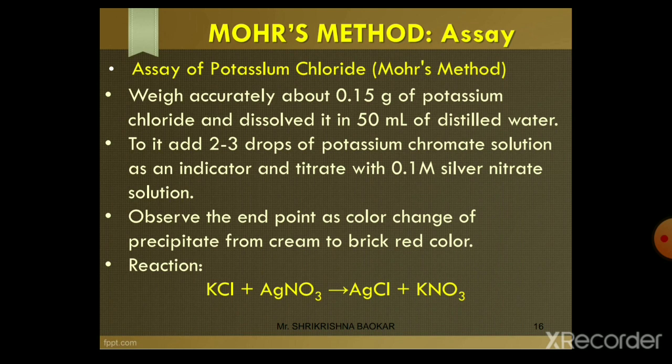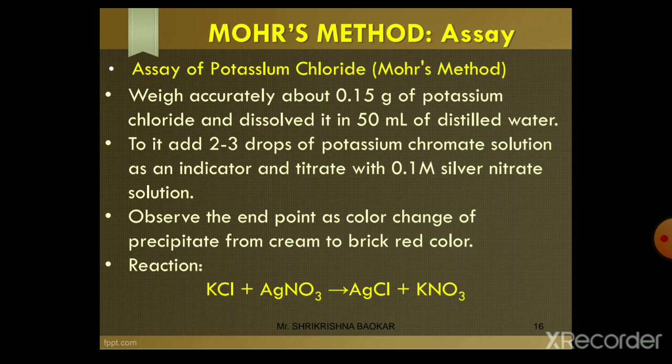Weigh accurately about 0.15 grams of potassium chloride, that is KCl, and dissolve it in 50 ml of distilled water. To it, add 2 to 3 drops of potassium chromate solution, that is K2CrO4, as an indicator, and titrate with 0.1 molar silver nitrate, that is AgNO3 solution. Observe the endpoint as the color of the precipitate changes from cream to brick red.